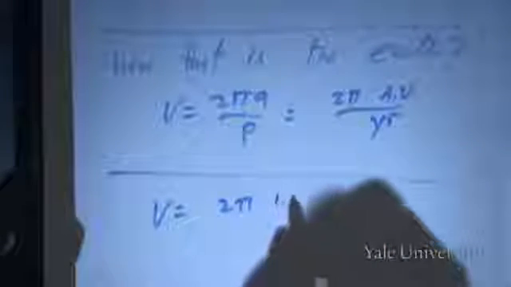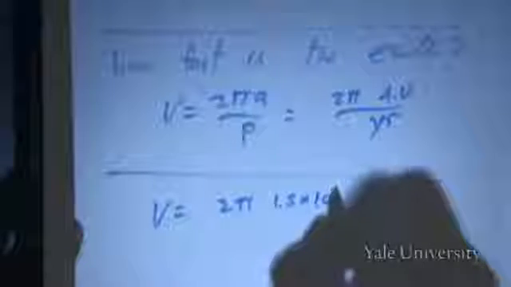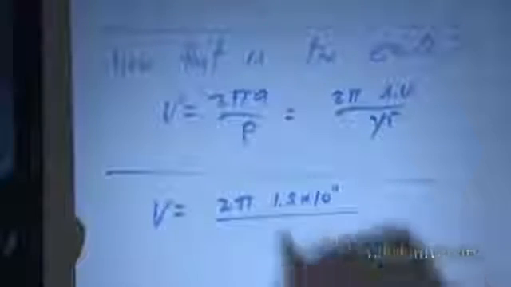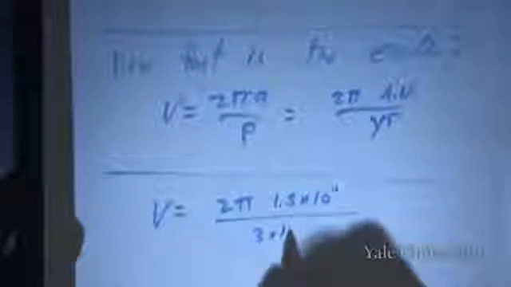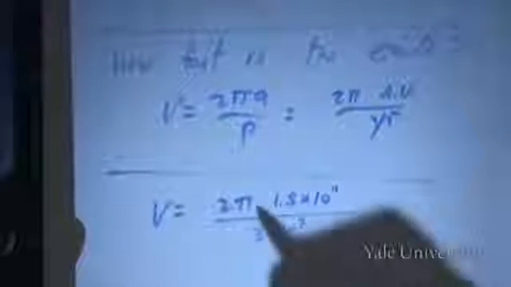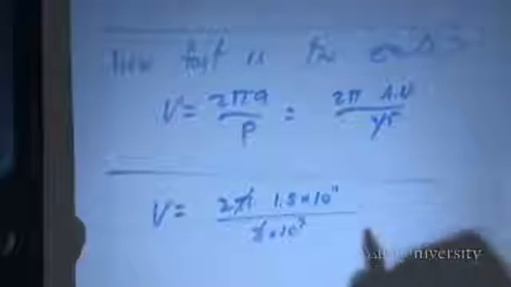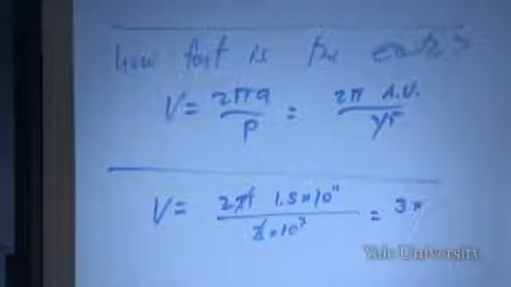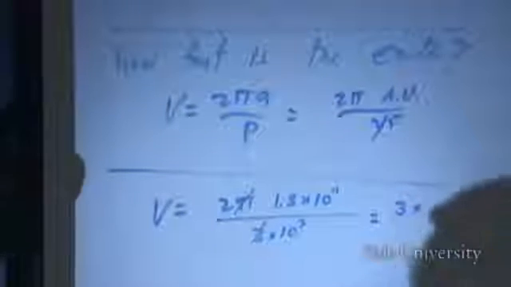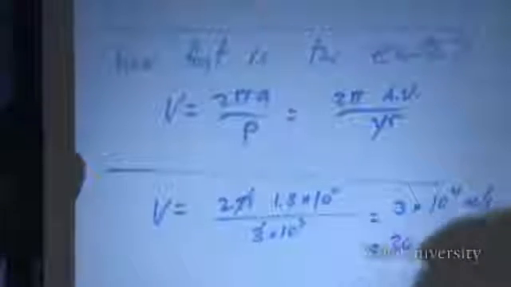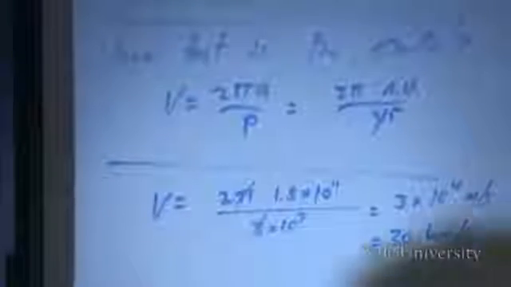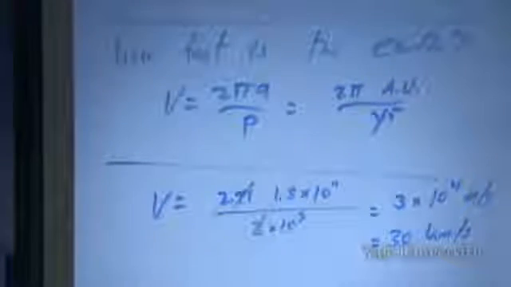V is equal to 2 pi. 1 astronomical unit is 1.5 times 10 to the 11 meters. And a year is 3 times 10 to the 7 seconds. Pi divided by 3 is 1. 2 times 1.5 is 3. 10 to the 11 divided by 10 to the 7. 11 minus 7 is 4, so this is 10 to the 4 meters per second. That's 30 kilometers per second. So we move right along as we go around the sun.